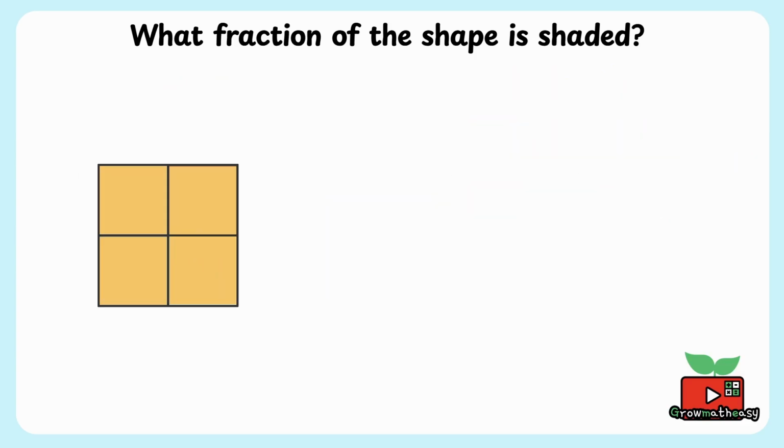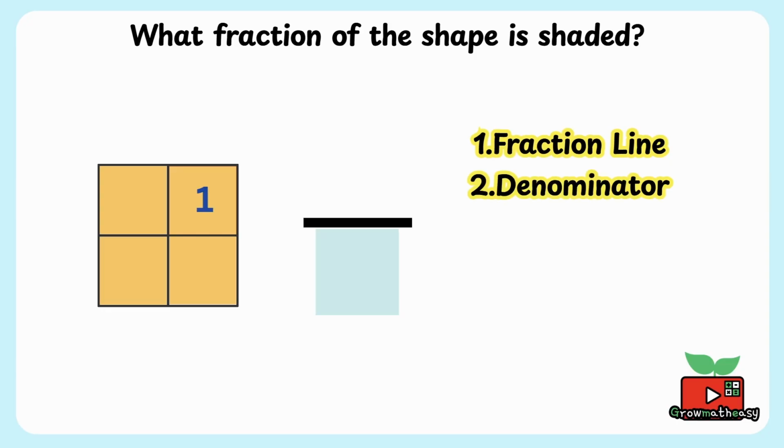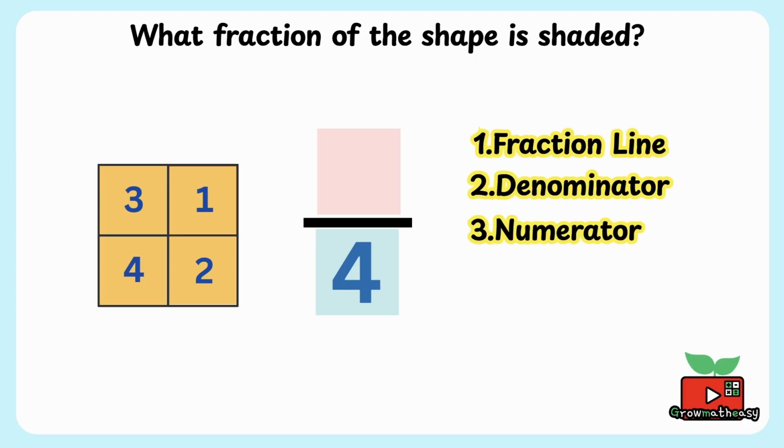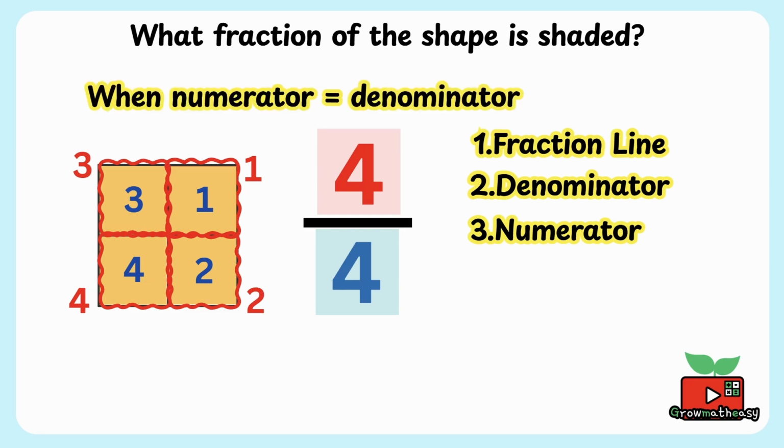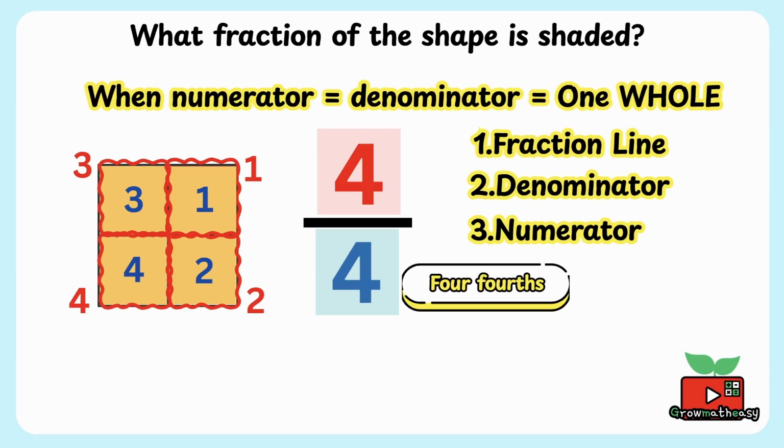Let's practice the steps again. What fraction of the shape is shaded? Always remember the steps. First, we check, are all the parts equal? Yes. Then we draw a fraction line. Then we count how many equal parts the shape is divided into. That's the denominator. 1, 2, 3, 4. So it's 4 for our denominator. Then we count how many parts we have. That's the numerator. 1, 2, 3, 4. It's 4 again. So when the numerator and the denominator are the same, it equals one whole. So the answer is 4/4 or one whole.